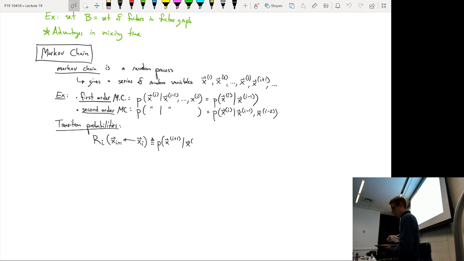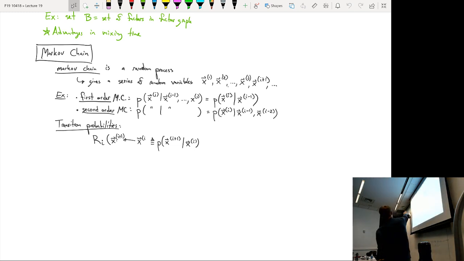Okay, so why did I bother coming up with some new name for R here? Oops, sorry. Be careful about my own indexing. So here, these i's need to be, let's say, in the superscript. So this is x^(i+1) and x^i. Okay.